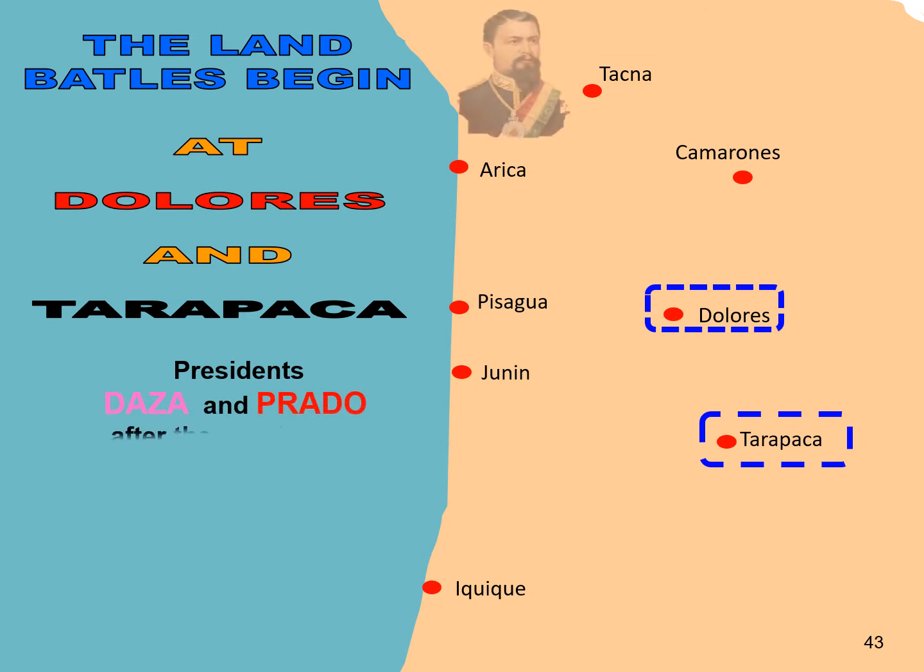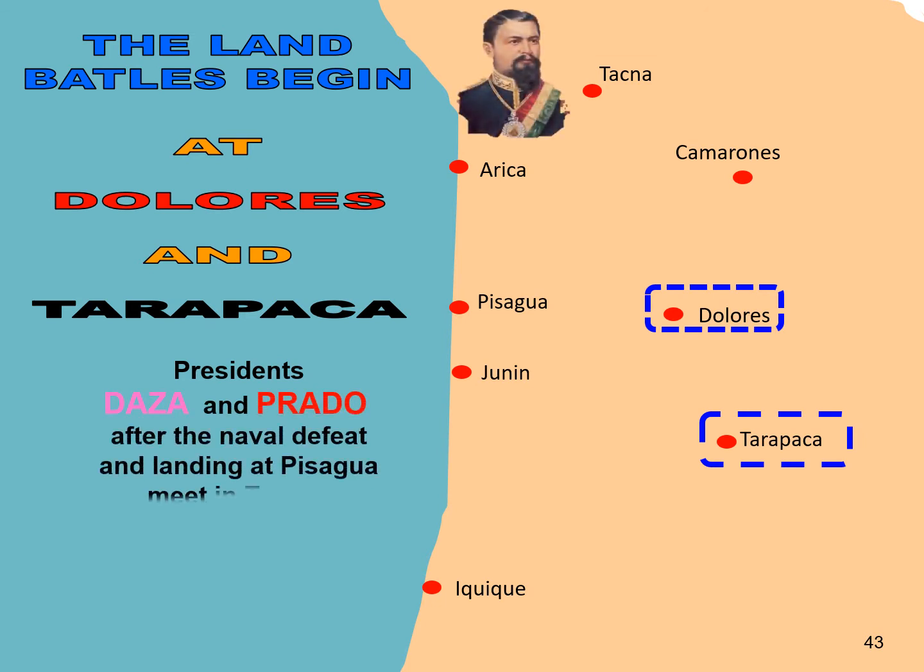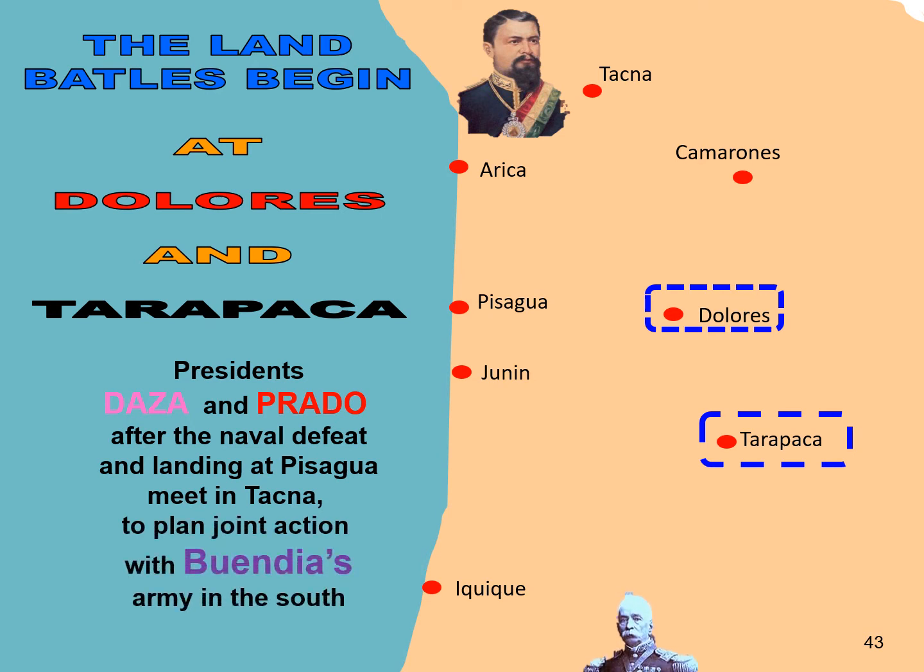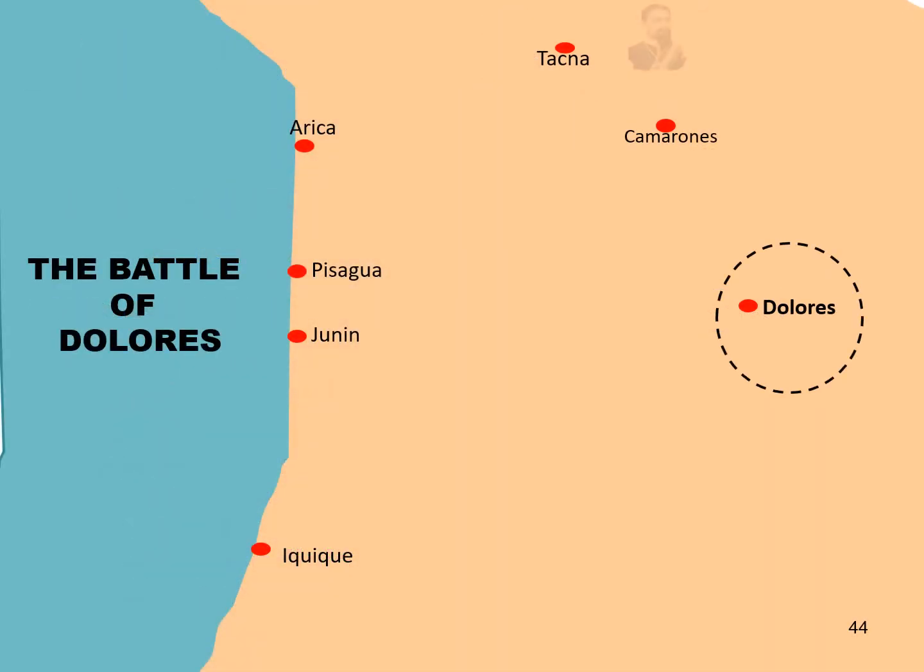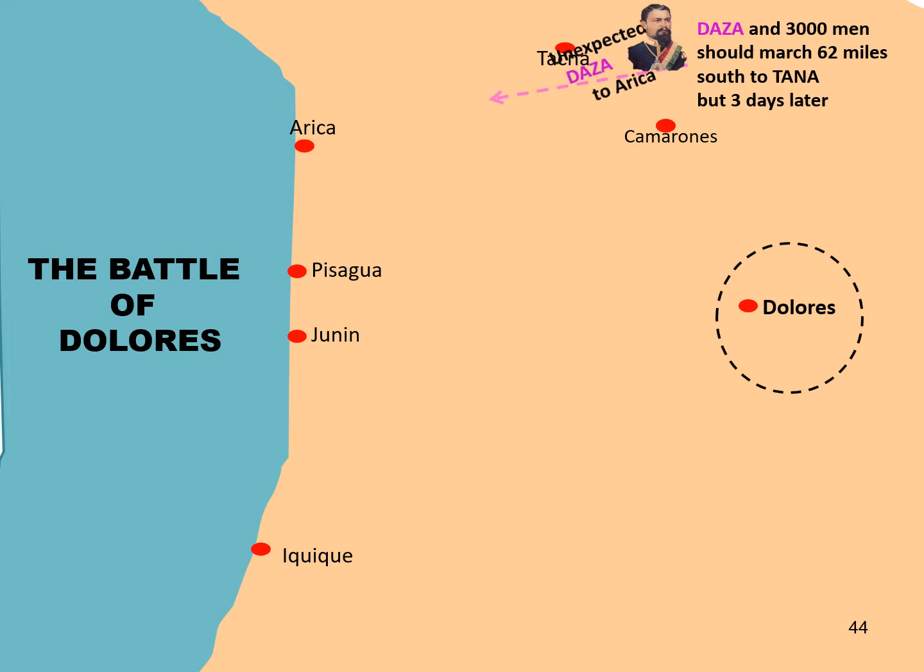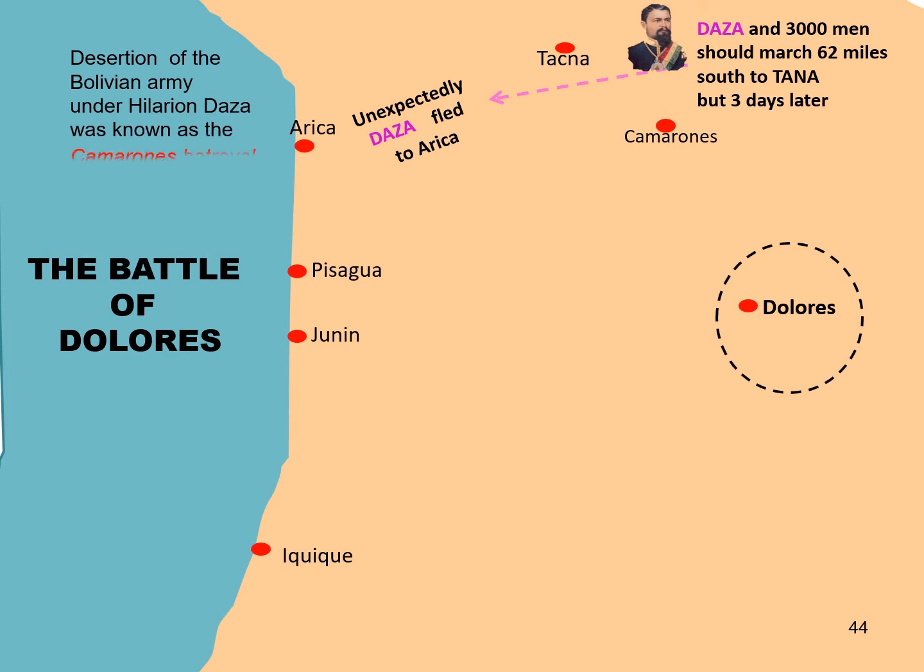At this stage, Presidents Daza and Prado, after the naval defeat and landing at Pisagua, meet in Tacna to plan joint action with General Buendía's army in the south. President Daza and 3,000 troops should march 62 miles south to Tana, but 3 days later, unexpectedly, Daza fled to Arica. The desertion of the Bolivian army under Hilarión Daza, this president, was known as the Camarones betrayal.